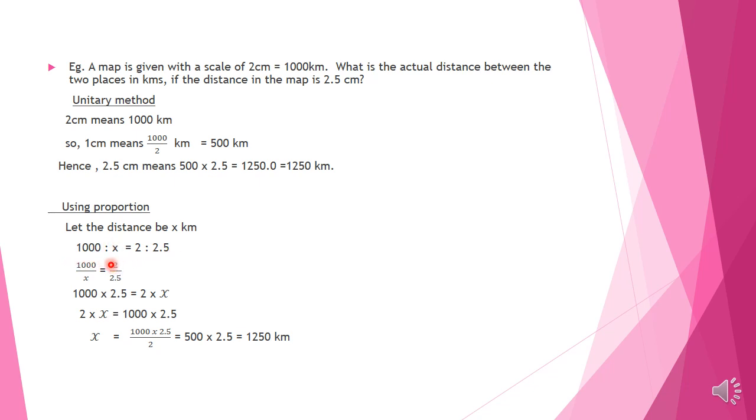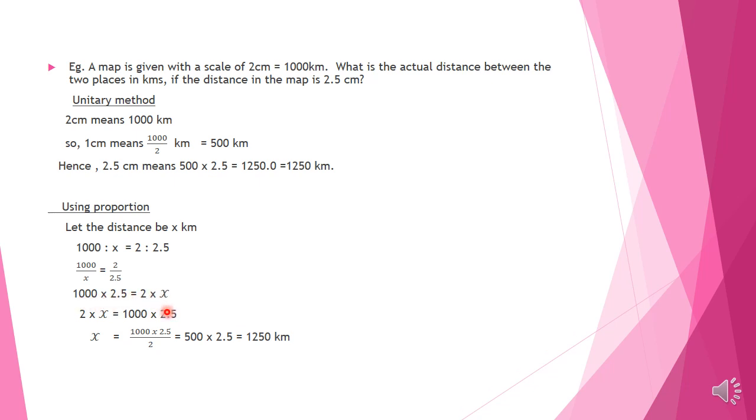So these two ratios are equal. Okay, so we can form a fraction for this ratio. 1000 is to x, we can write as 1000 by x, and 2 is to 2.5 we can write as 2 by 2.5, and we can cross multiply this. 1000 into 2.5 is equal to this. You can cross multiply like this. So 2 into x. So 2 into x is equal to, we just change the side.